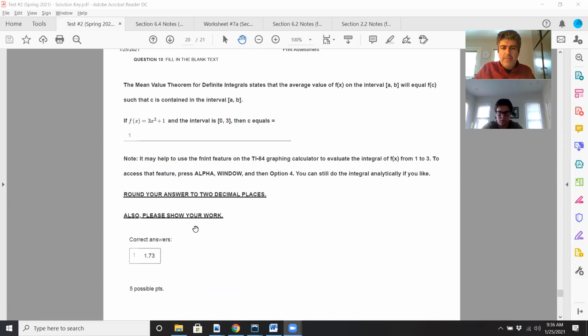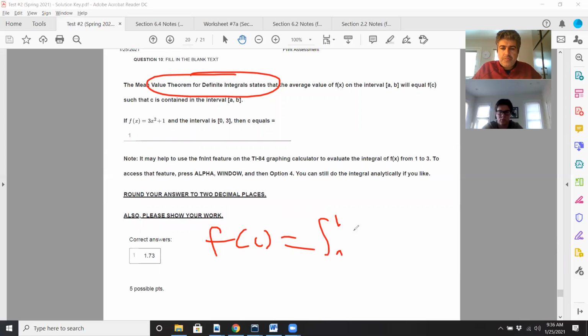And this one was 1.73. Many of you missed this problem actually, not because you didn't understand it, but because you didn't quite follow through and execute correctly. Remember, mean value theorem for integrals, not derivatives, means f of c equals the average value, that expression.